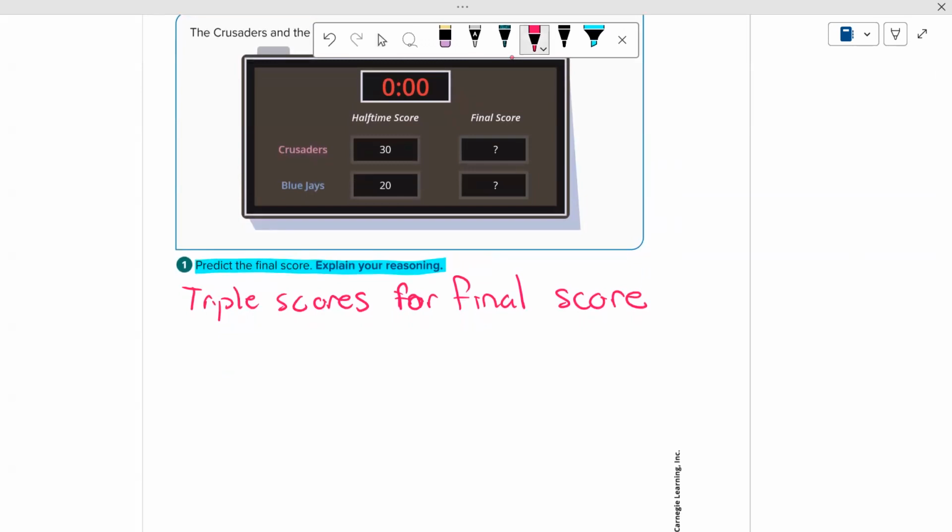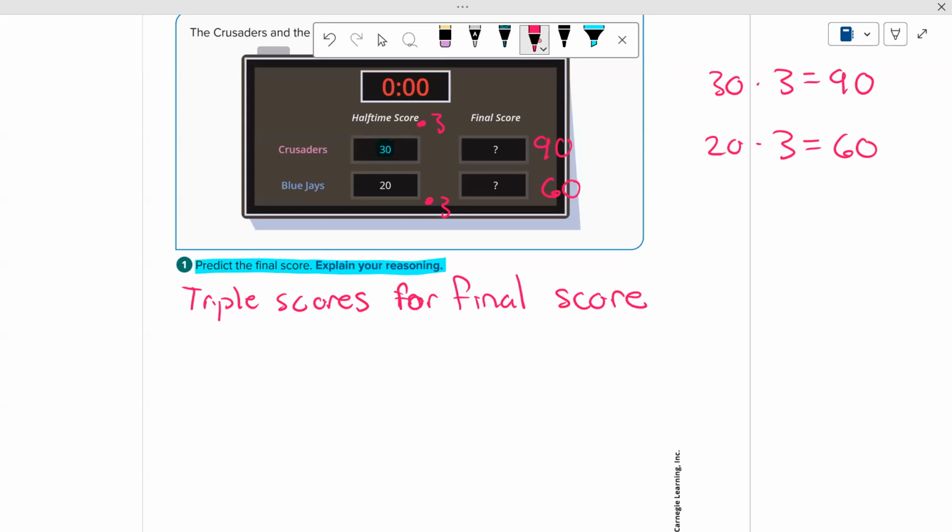So if they're going to triple, they started with 30. Triple means multiple. Excuse me, y'all. I had to take a sneeze. Triple means to multiply by 3. So we have to know what 30 times 3 is and 20 times 3. So 30 times 3 is 90. So I predict my final score for the Crusaders would be 90. For the Blue Jays, it would be 60 because 20 times 3 is 60. That's my prediction.